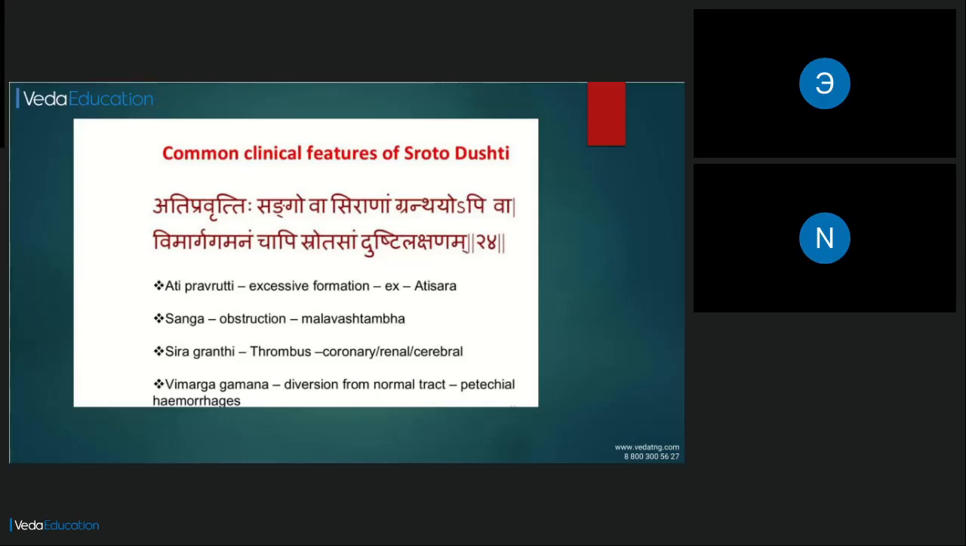The last one is called Vimargagamana. That means diverting from the normal tract. I mean to say, the food is supposed to go to the esophagus and stomach, but if food goes to the trachea, that is Vimargagamana.